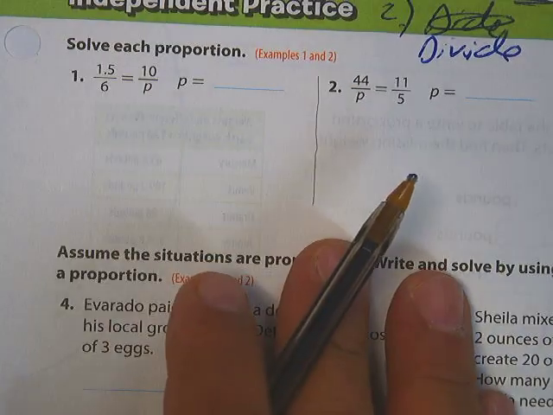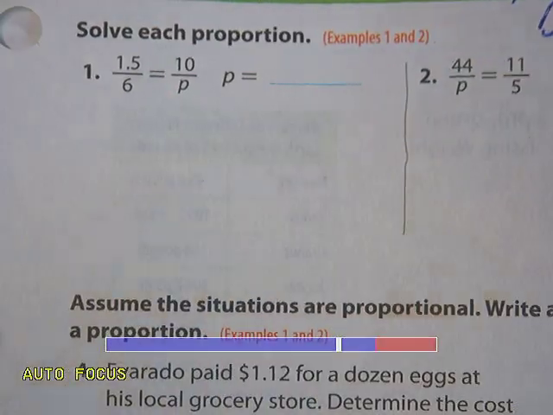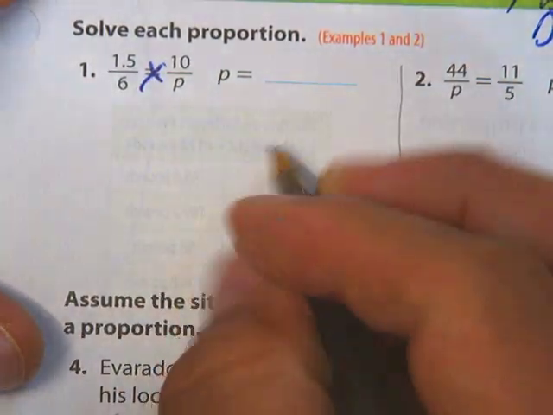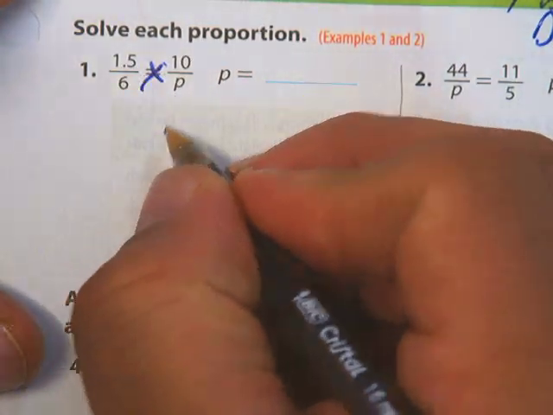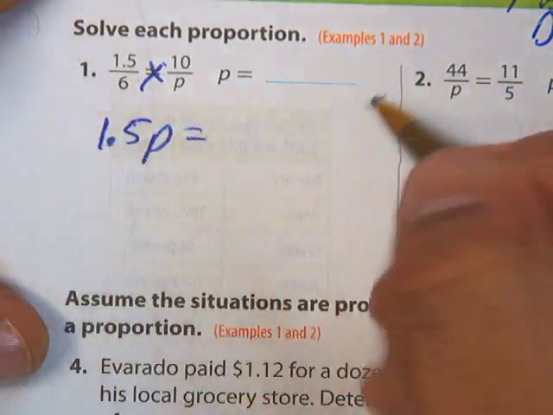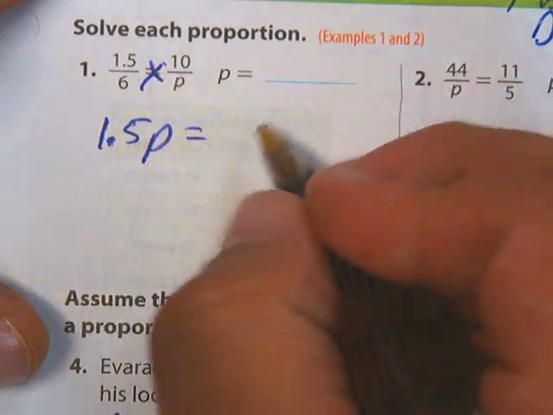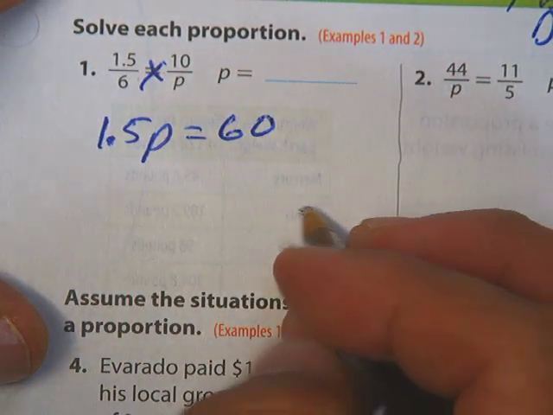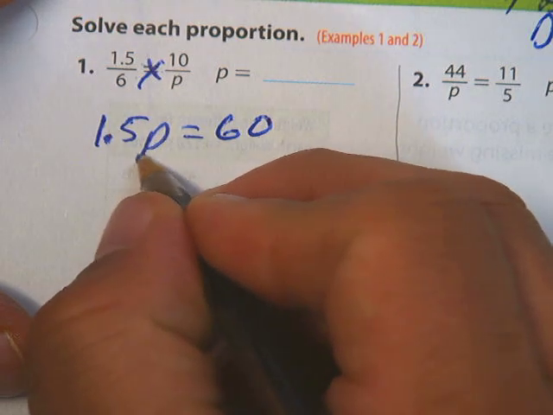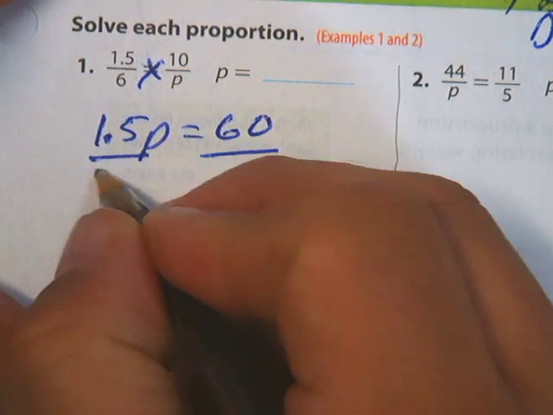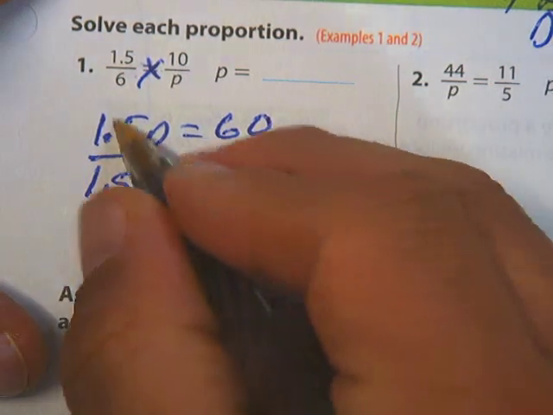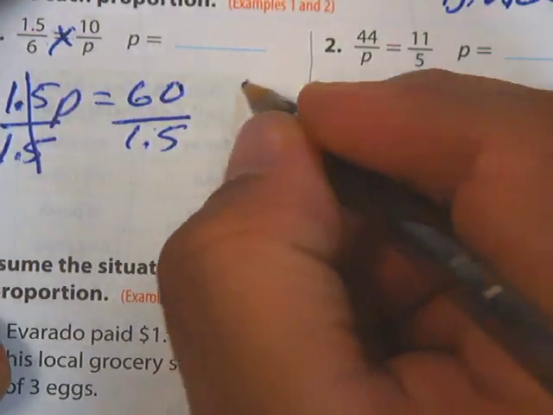So the first thing we do here, we look at the problem. Number one, we cross multiply. 1.5 times p is 1.5p equals, well, what's 6 times 10? Well, 60. We cross multiply and now we divide. We divide by whatever is next to the letter or the variable. So we're going to divide by 1.5 on both sides. This goes away.